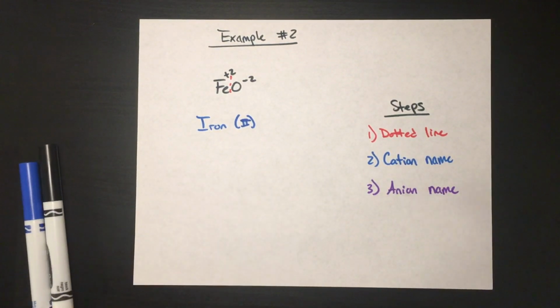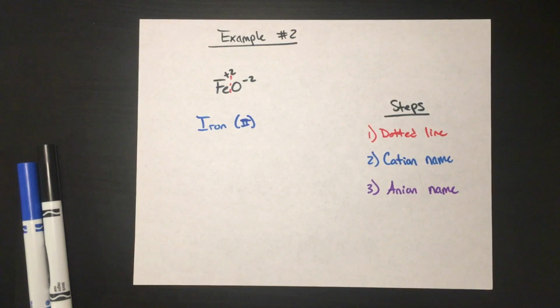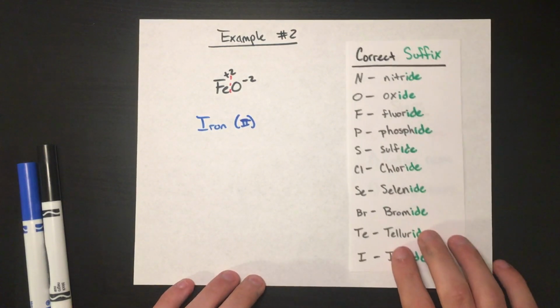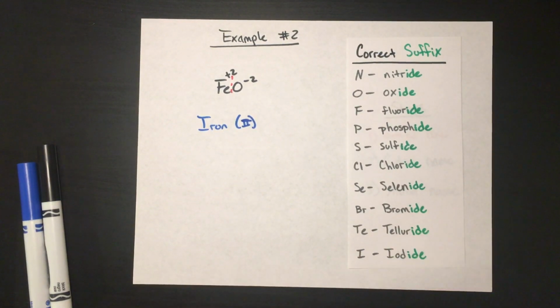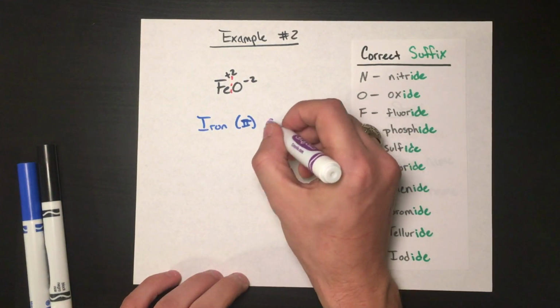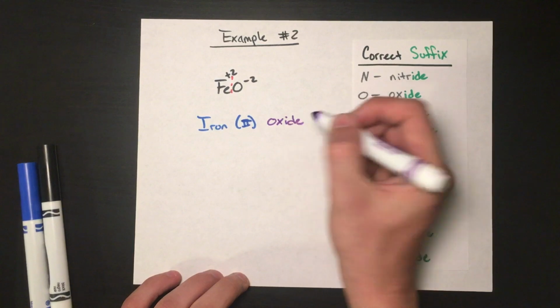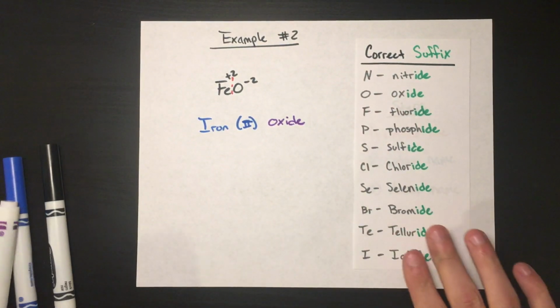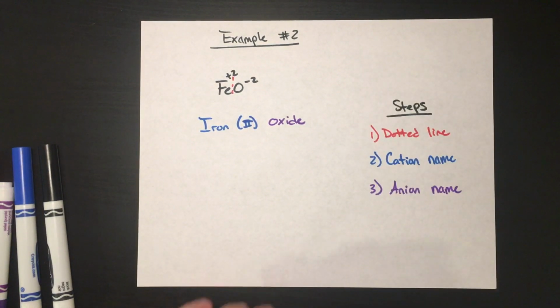Then we write the anion. So oxygen is a main group element, so we're going to look on our little list. And then so oxygen will be changed to oxide. And that's it. So this compound's name, FeO, is iron 2 oxide.